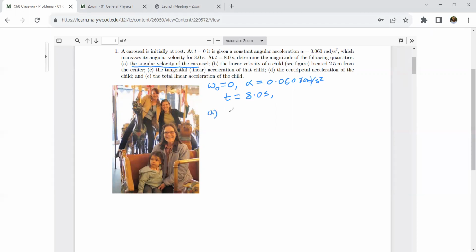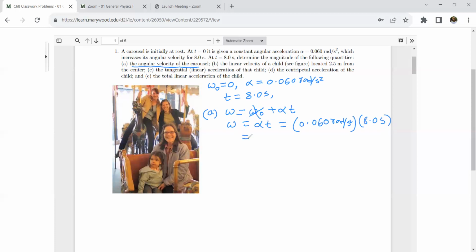We know that omega equal to omega 0 plus alpha t. This is one of the kinematic equations we already learned in class, so this is the equation we can use to solve this problem. Omega 0 is 0, so we don't need it, so omega is equal to alpha t. Alpha is given, 0.060 rad per second square. T is given, that is 8 seconds.